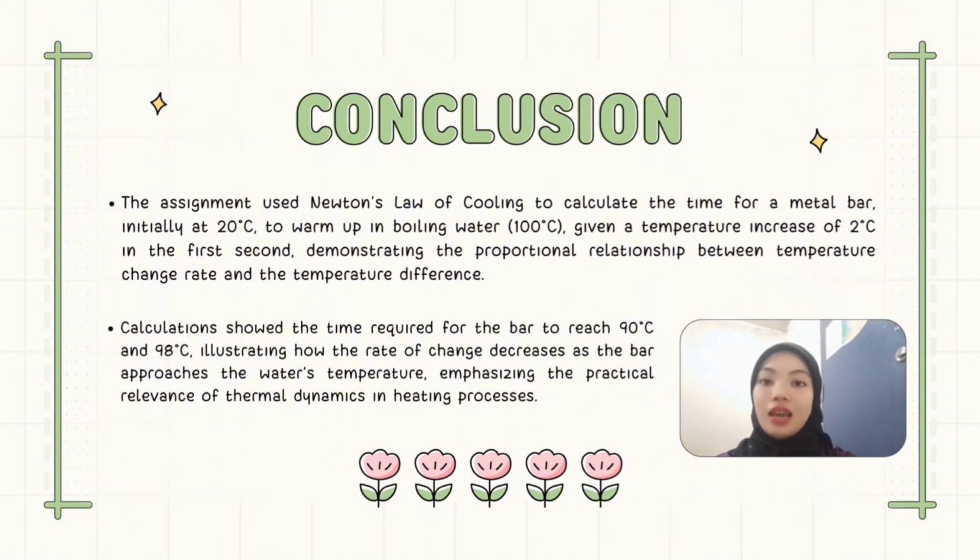In conclusion of this solution, we can calculate how long it would take for a small metal bar that was initially at 20 degrees Celsius to warm up when thrown into boiling water at 100 degrees Celsius using Newton's law of cooling or warming. Given that the temperature increased by 2 degrees Celsius in the first second, we apply the principle that the rate of temperature change is proportional to the difference between the object temperature and its surroundings. Through this, we determine the time required for the bar to reach 90 degrees Celsius and 98 degrees Celsius.